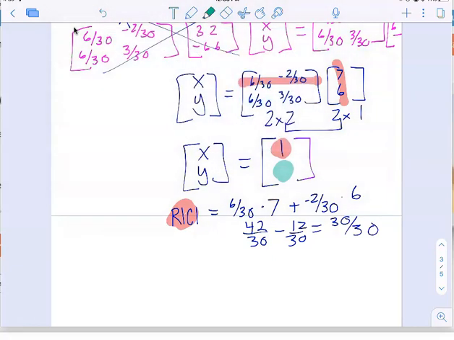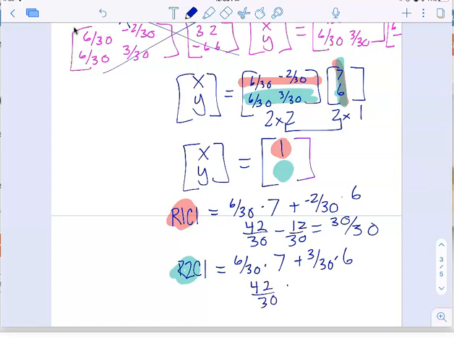And then if we go to our second spot there, that is row 2, column 1. So we have 6 over 30 times 7 plus 3 over 30 times 6. So 42 thirtieths plus 18 thirtieths. So that's 60 thirtieths, which is equal to 2. So our final answer here, we have x equals 1 and y equals 2.